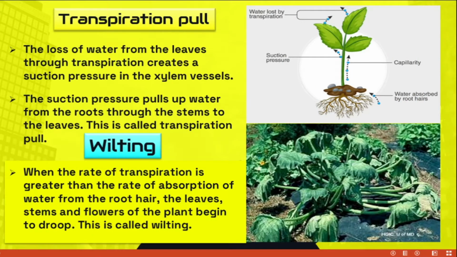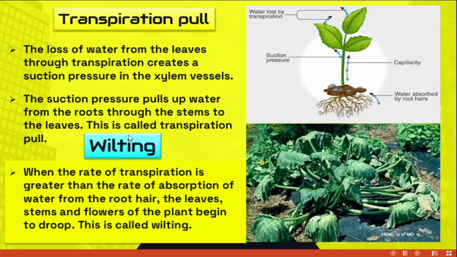Next, transpiration pull. What does it mean? The loss of water from the leaves through transpiration creates a suction pressure in the xylem vessels. Look at the picture, you will understand very clearly. When transpiration takes place in the plants, it generates suction force or pressure in the xylem. This suction pressure pulls up water from the roots to the entire part of the plant. This is what is called transpiration pull.